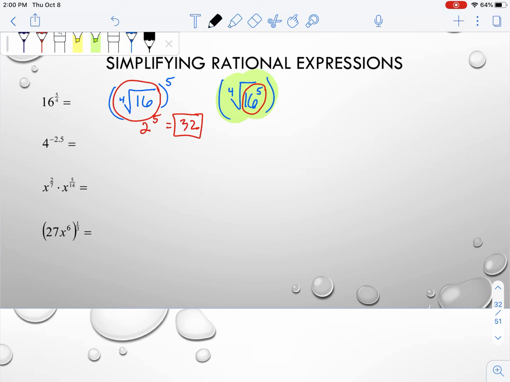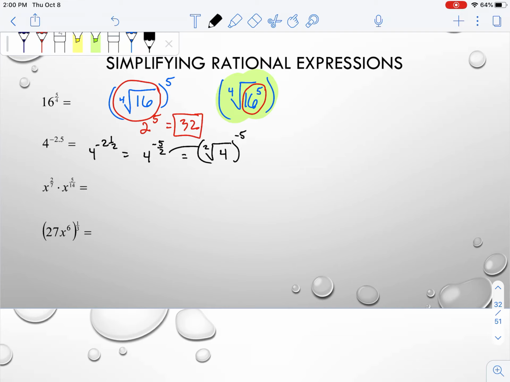All right, let's look at the next one. 4 to the negative 2.5 power. So this becomes 4 to the negative 2 1/2, which is 4 to the negative 5/2 power. If I rewrite this with flower power, going back to my radical, I'm taking the square root. The index becomes 2, and then I raise it to the negative 5th power.